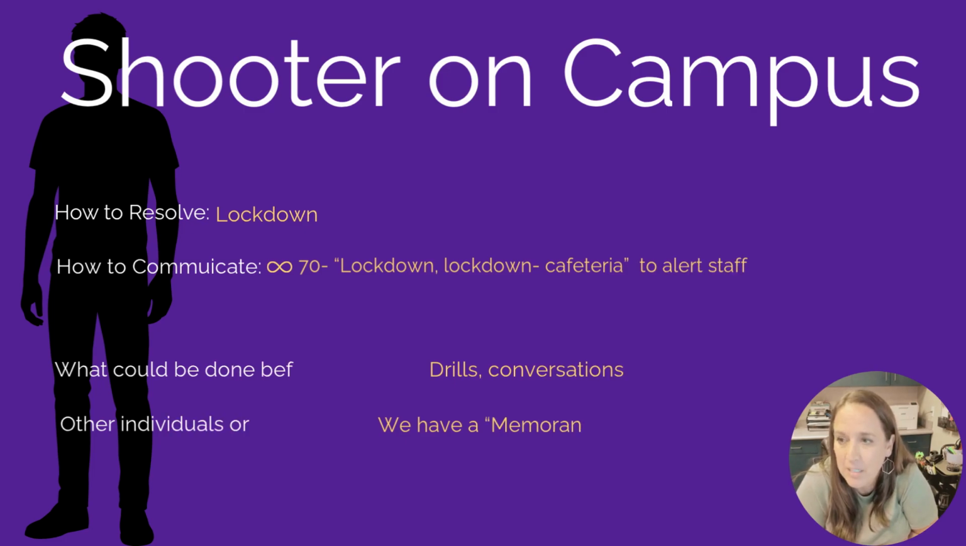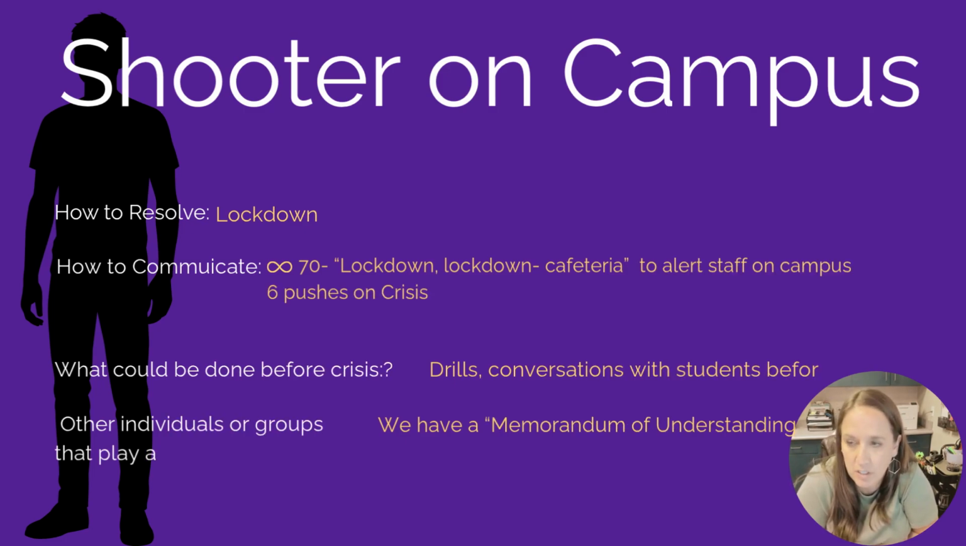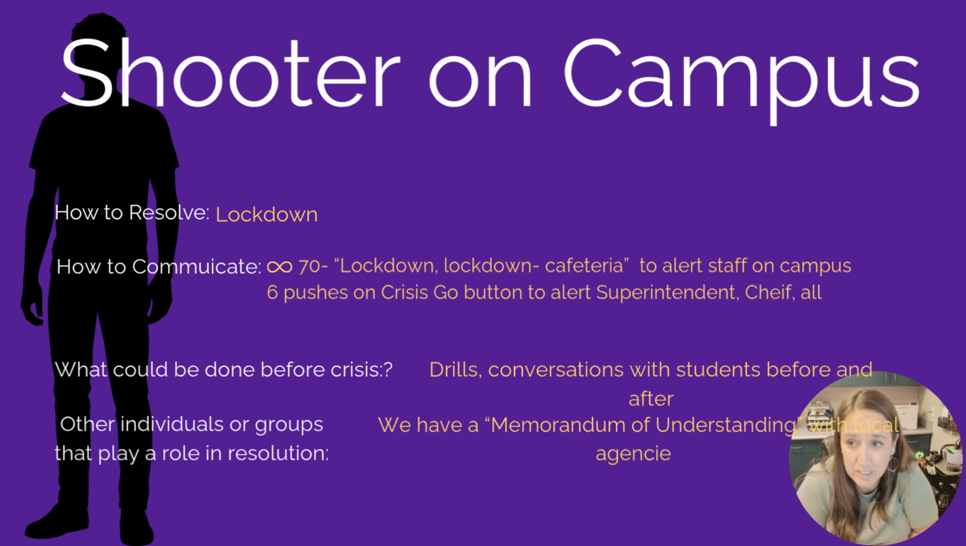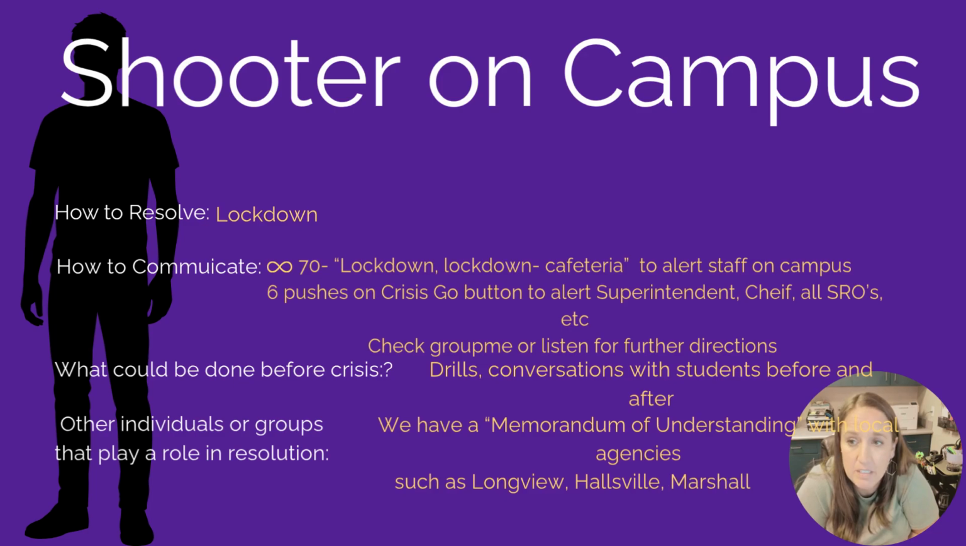Okay, so a shooter on campus works much like the intruder on campus, but to definitely a different degree. So originally, if there is a shooter on campus, we are still going to call a lockdown, lockdown, lockdown, and say the place. In addition to that, on your crisis go button, 6, 2, 3, 4, 5, 6, if you push that 6 times in the succession that we talked about earlier, that is going to immediately go to our SRO, our superintendent. That's going to send the floodgates in immediately, which is exactly what we want.